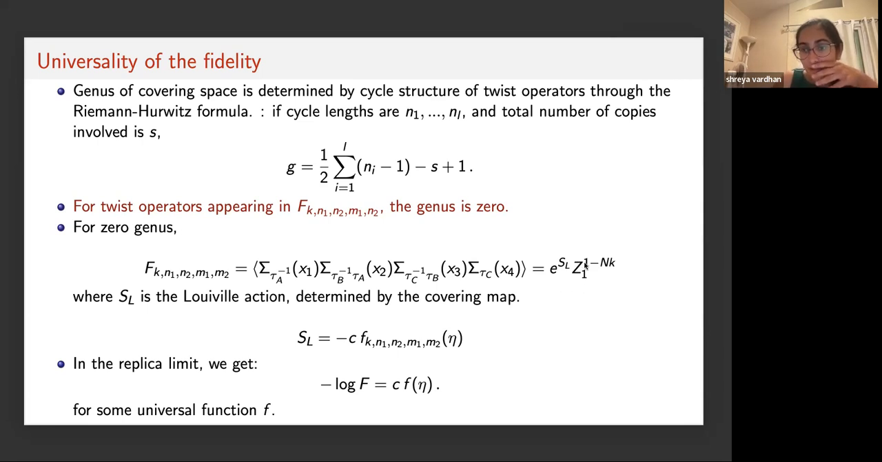And then I get some factor of the partition function on one copy of the theory raised to the power of 1 minus n times k. So in particular, in the replica limit, this n times k number goes to 1. So all I'm left with is that the fidelity is equal to e to the Liouville action. And the Liouville action has the structure that it only depends on the theory through an overall factor of the central charge. So basically this is the result that in the replica limit, we find that minus log of the fidelity is the central charge times some function of the cross ratio, which doesn't depend on any details of the CFT.